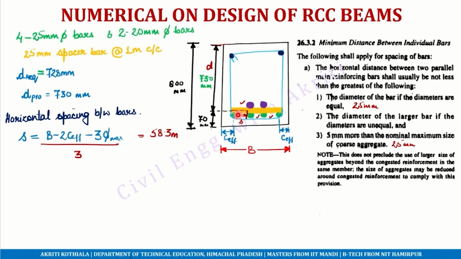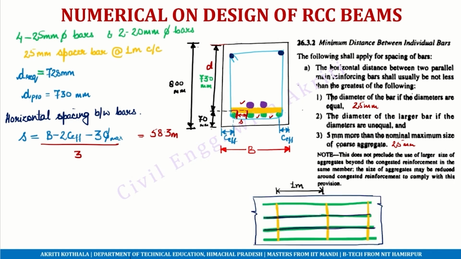So this spacer bar is of 25 mm diameter and is provided at 1 meter center to center. If we see a plan, this is the beam. The green bars are the 25 mm diameter bars. The purple ones are the 20 mm diameter bars. And the yellow ones are the spacer bars, which are placed at a distance of 1 meter center to center. So from the center of this bar to the center of this bar, the distance is equal to 1 meter. Similarly, from this bar to this bar, the distance is equal to 1 meter. So this is how the spacer bars are provided.